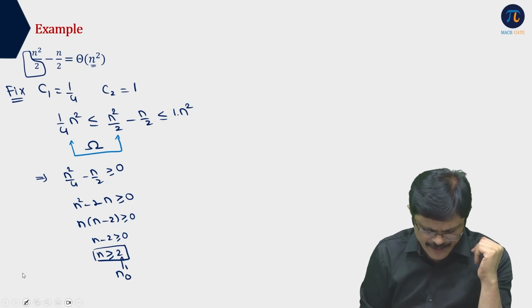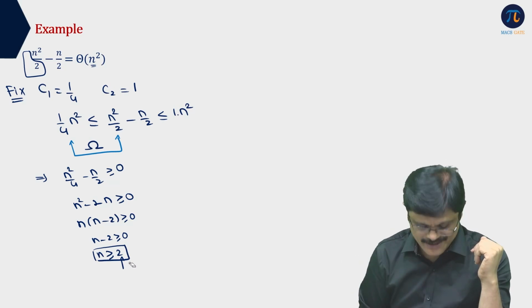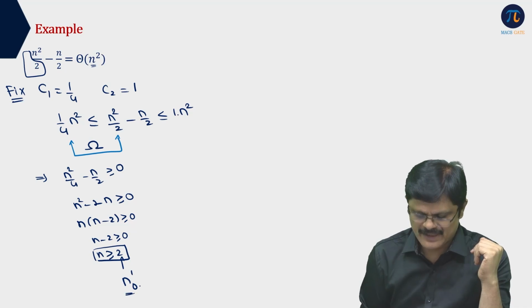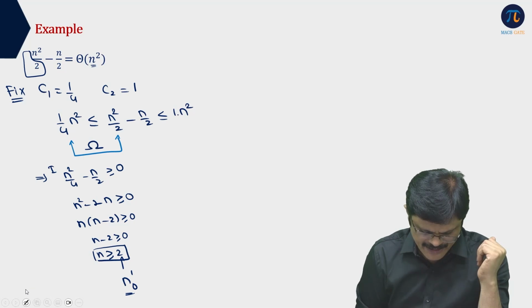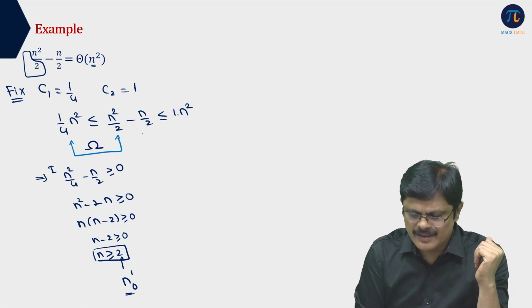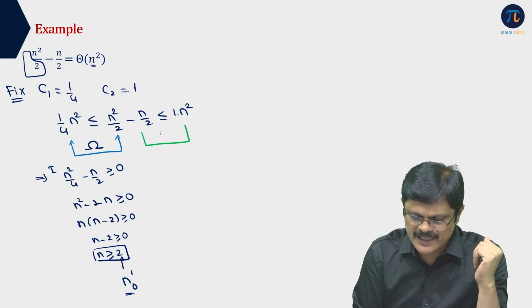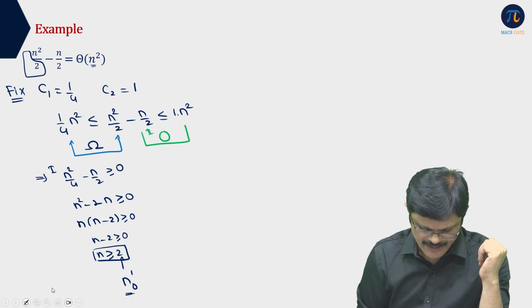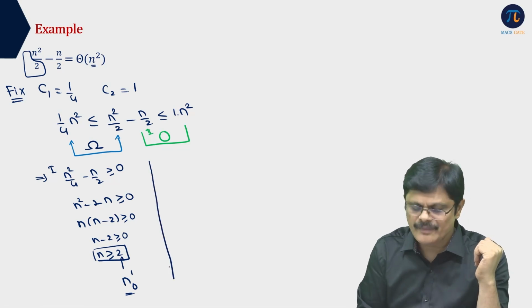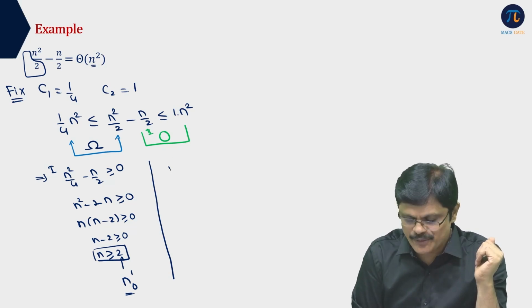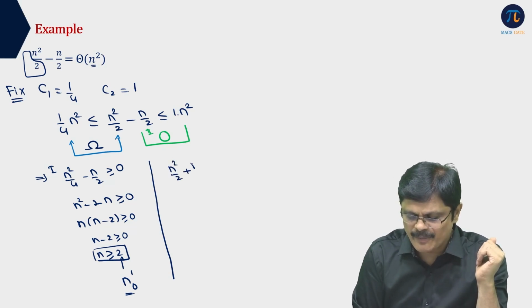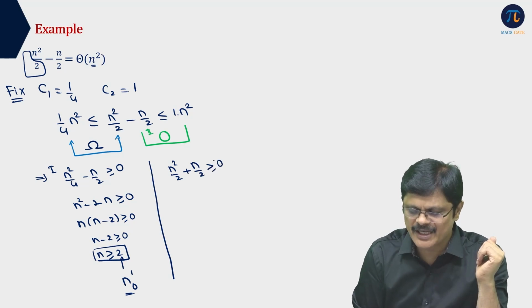Because we need to find an n naught satisfying both the conditions, and we only got one n naught now, let us call it n naught 1 for the left side part. So this is the first part. Now let us take the right part. This is the second one, where we are proving big O actually. Let us try this. Take this n square by 2 to the other side. So n square minus n square by 2 becomes n square by 2 plus n by 2. It should be greater than or equal to 0.